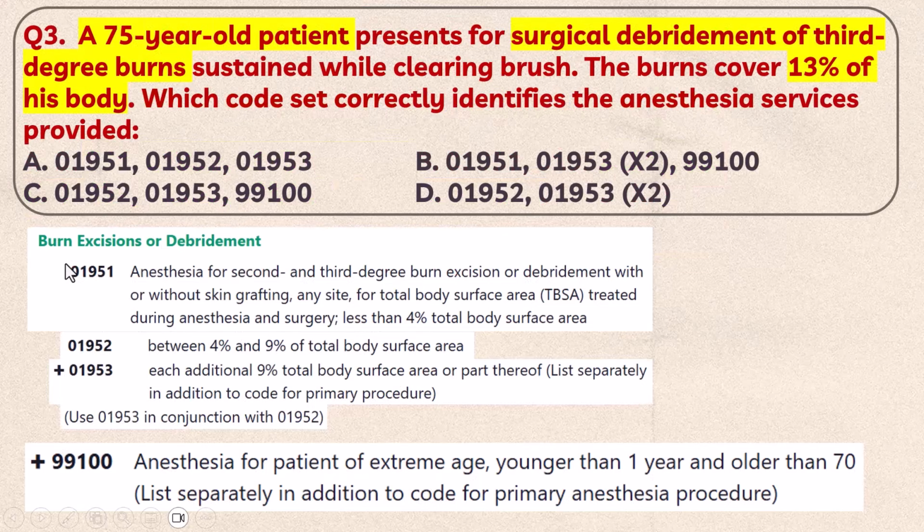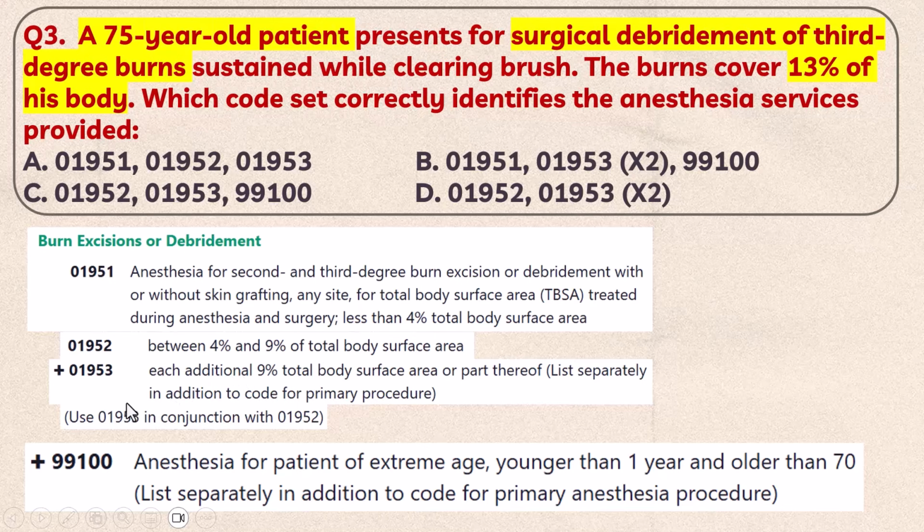So when you go to the codes, 01951 is anesthesia for second and third degree burn excision, less than 4% of total body surface area. 01952 is between 4 and 9% of total body area, but in our case it is 13%. So the add-on code is each additional 9% of total body surface area or part thereof, list separately in addition to the code for primary procedure.